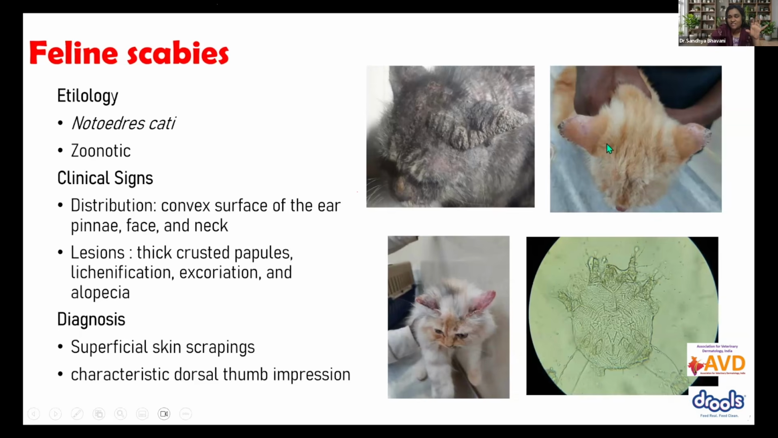So here it is less severe, only the ear margins are affected. Here it is very thick. Here both the face and all is affected. So this is a classical feature of a notoedric cat.